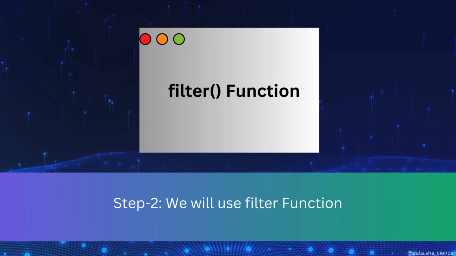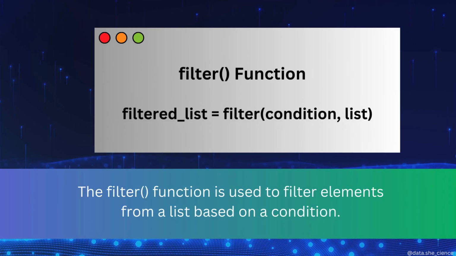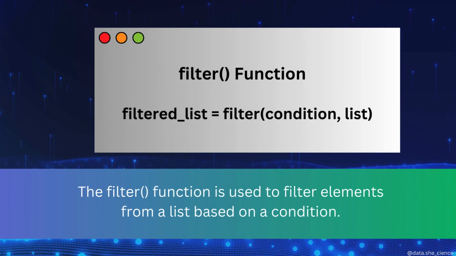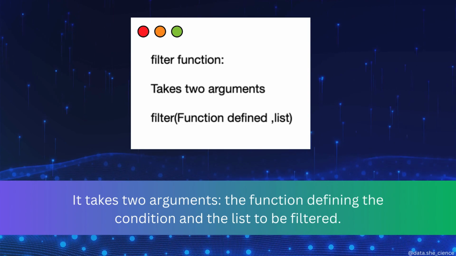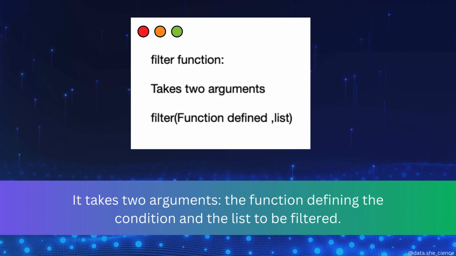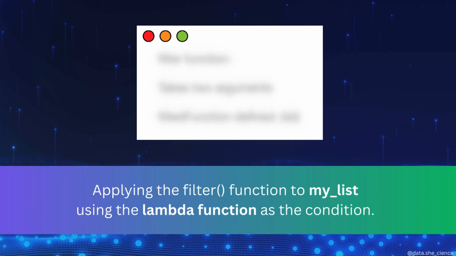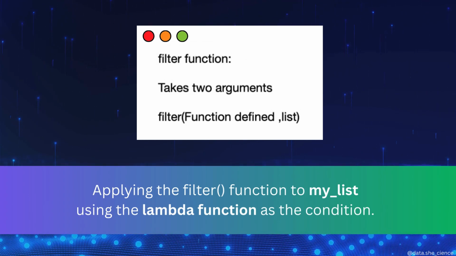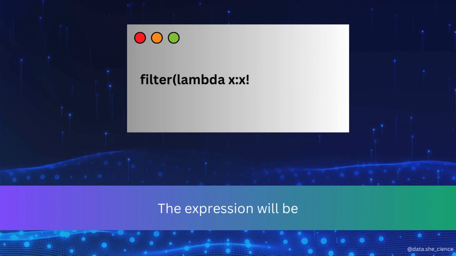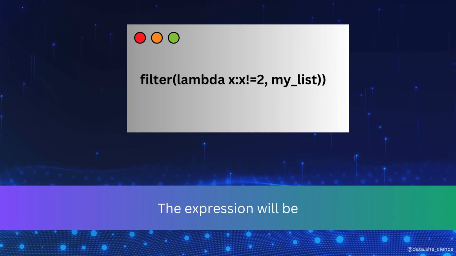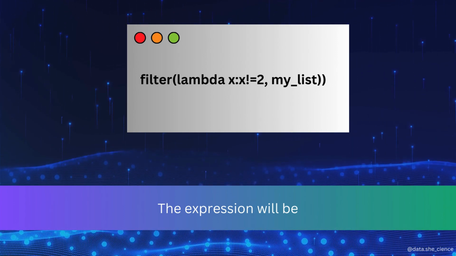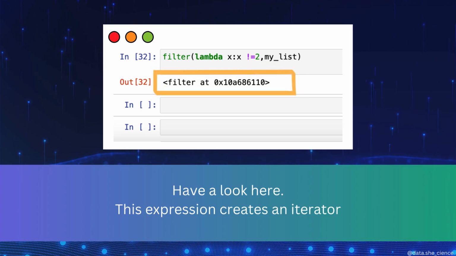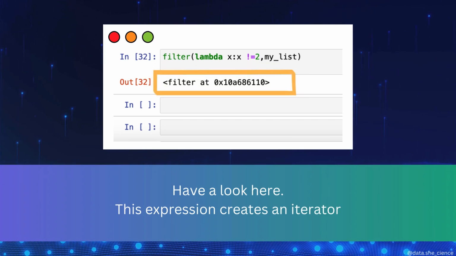Step 2. We will use filter function. This filter function is used to filter elements from a list based on a condition. It takes two arguments, the function defining the condition and the list to be filtered. Applying the filter function to my list using the lambda function as the condition. The expression will be filter inside parenthesis lambda x colon x not equal to 2 comma mylist. Have a look here. This expression creates an iterator.